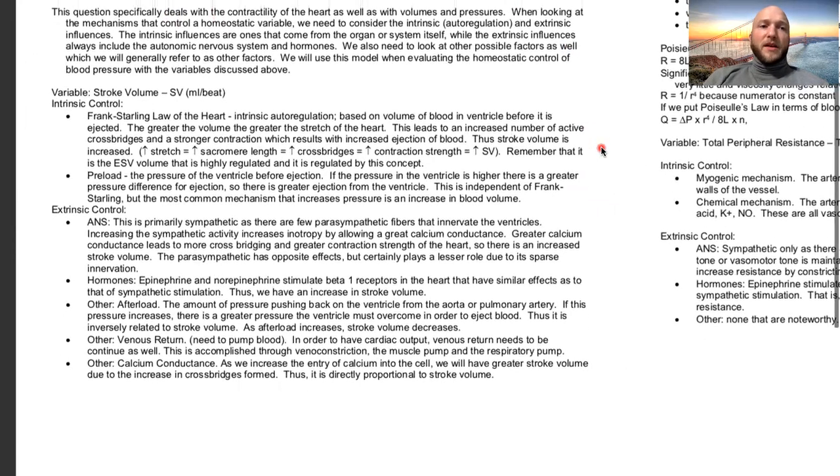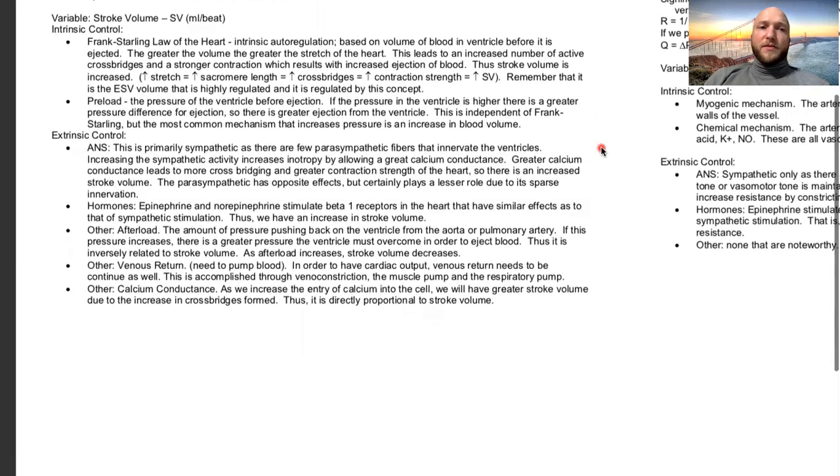So let's see. Intrinsic controls. So the Frank-Starling law of the heart. You should have a flashcard for this. It should be underlined and bolded. It's the intrinsic autoregulation. It's based on the volume of blood in the ventricle before it is ejected. The greater the volume, the greater the stretch of the heart. This leads to an increased number of cross-bridges. Remember, cross-bridging is what generates force within the muscle cell, and a stronger contraction, which results in increased blood ejection. Stronger contraction, more blood is pushed out of the heart. The stroke volume is increased. If you increase stretch, you increase the sarcomere length, you increase cross-bridging, you increase contraction strength, you increase stroke volume. Remember that it is the ESV. What does ESV stand for? End systolic volume.